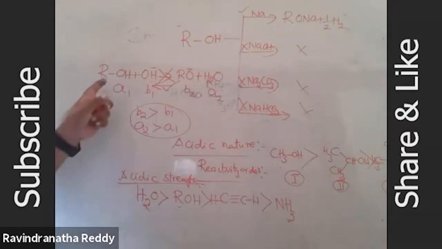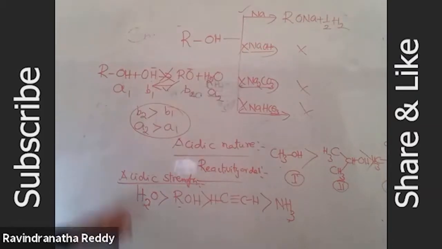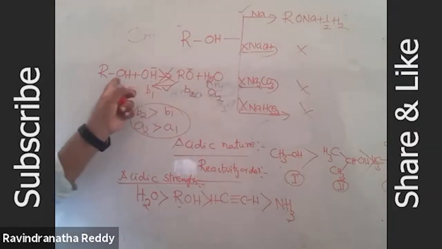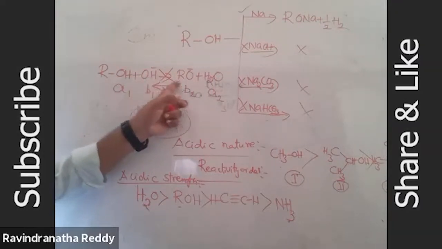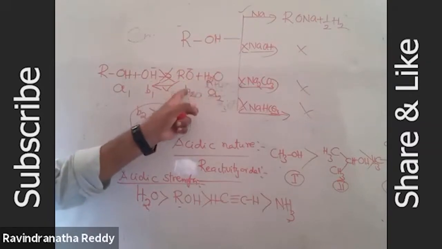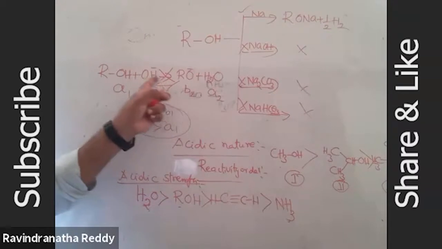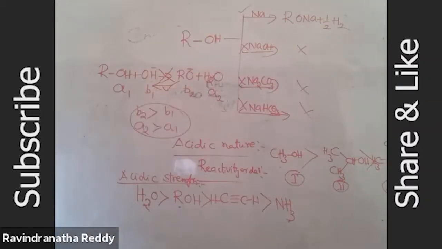Why is the alcohol and sodium hydroxide reaction not feasible? In this reaction, ROH reacts with sodium hydroxide. The products are RO minus and H2O. RO minus is a base, and it is a stronger base when compared to OH minus. So the backward reaction is feasible, and the forward reaction is not feasible.